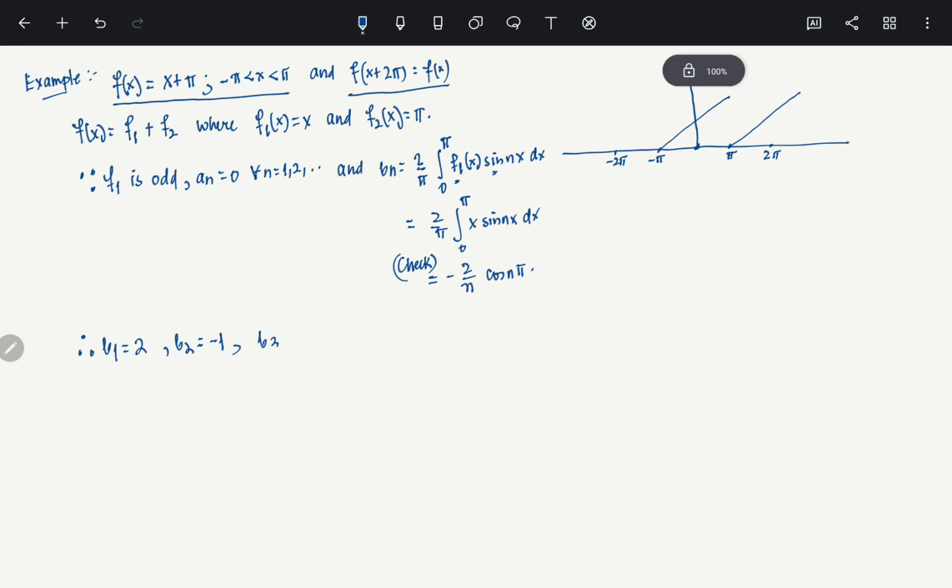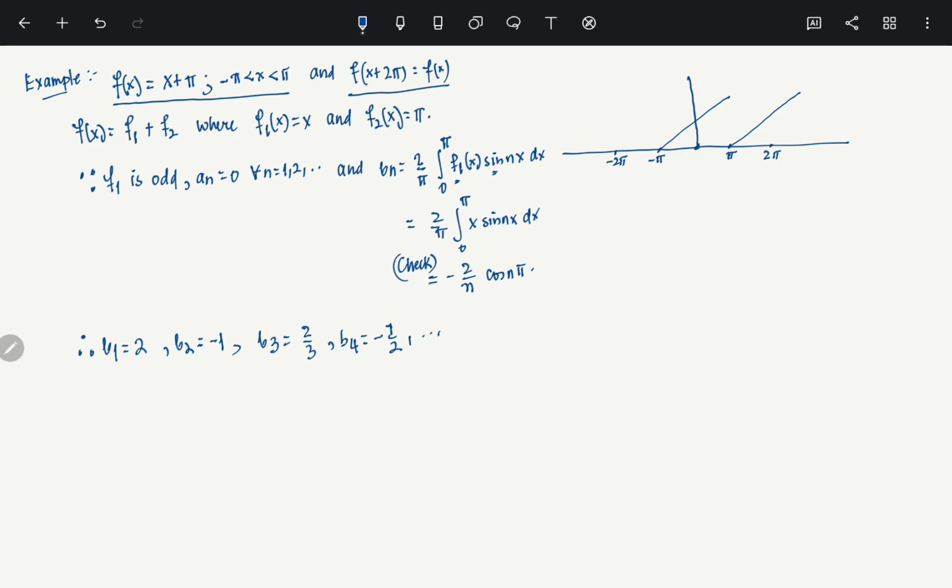Again b3, if you can calculate it, cosine 3 pi is minus 1, and then minus 2 by 3. So it is 2 by 3. Yeah, minus 2 by 3 times minus 1 is 2 by 3. Then b4, you can of course calculate it, it becomes minus 2 by 4, which is half. Okay, and so on and so forth.